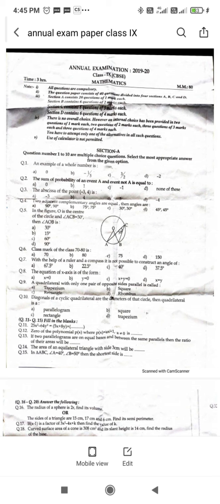Triangle ABC, angle A 40 degrees, angle B 50 degrees. What will be the shortest side? Shortest side will be the side opposite to the smallest angle, that is angle A. Side opposite to angle A will be BC.